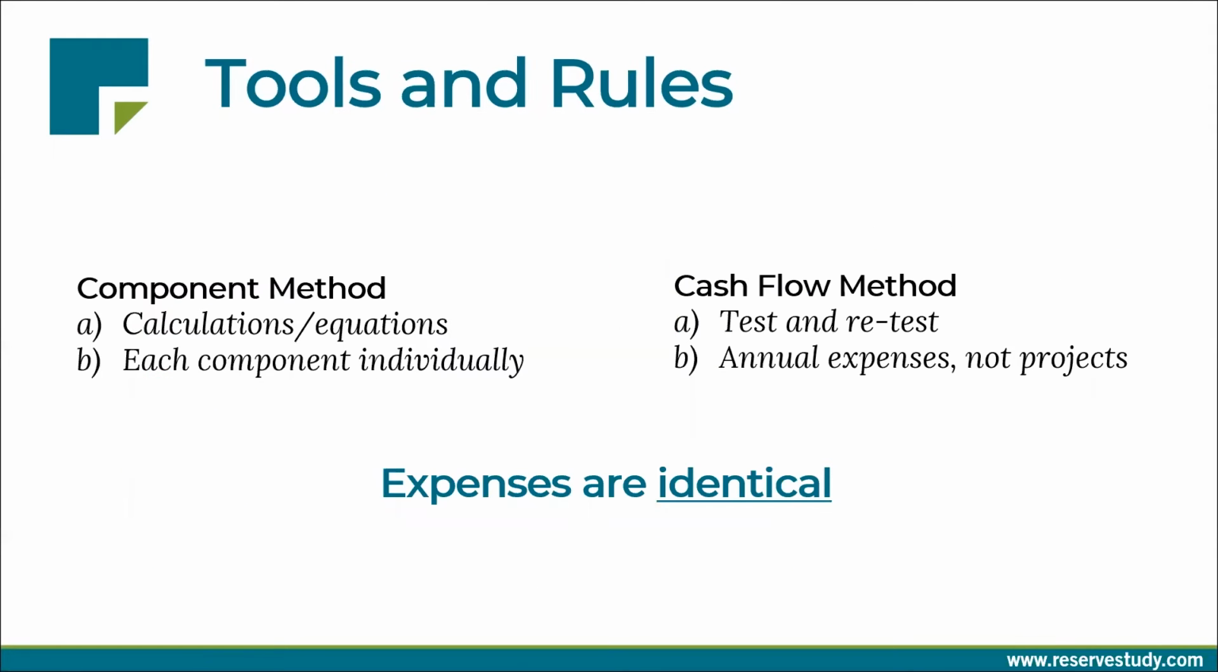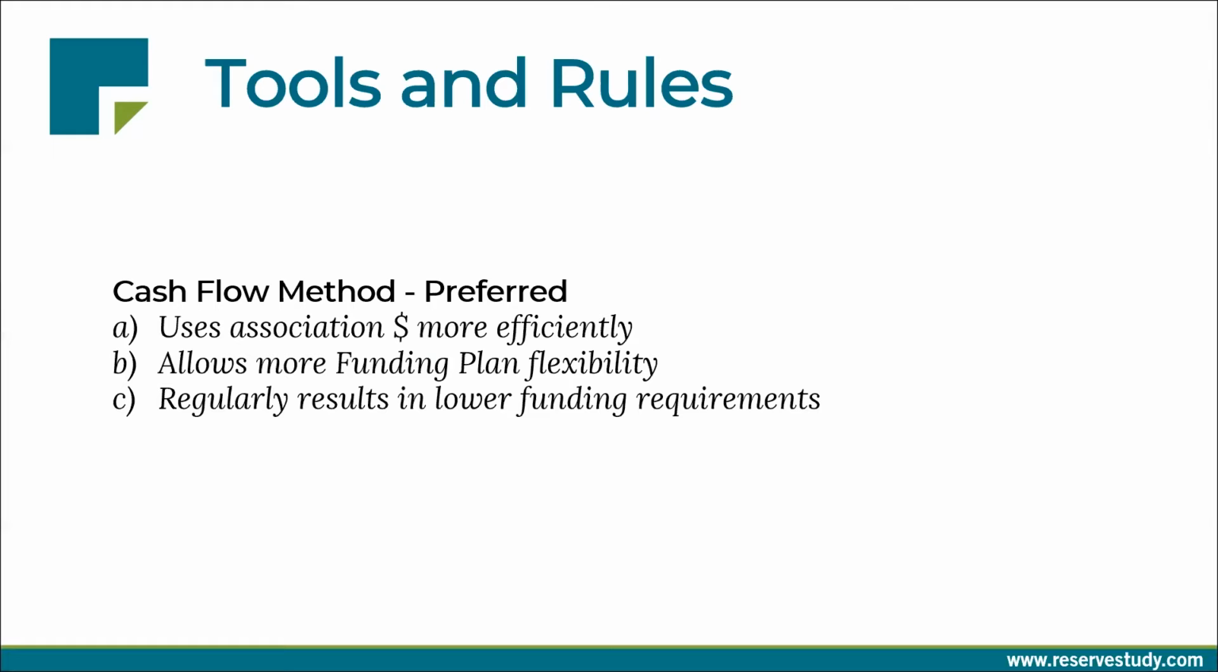And you're looking at the cash flow for the association, not looking at it on an individual component by component basis. So the component method is calculations and equations. It's adding and subtracting and dividing, and it's each component individually. The cash flow method is you lay out the expenses and then you test and retest the funding that's required. It's not a direct mathematical solution. And we're looking at annual expenses, not individual projects, okay? So that's 2 different ways to look at the same set of expenses. Nothing different about expenses. Now, cash flow method is the preferred method.